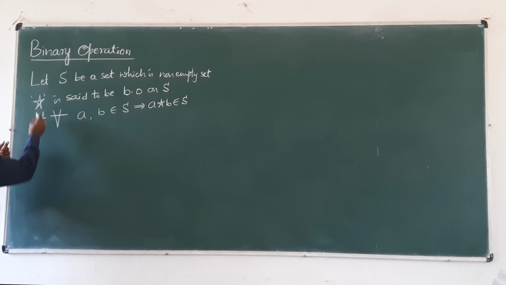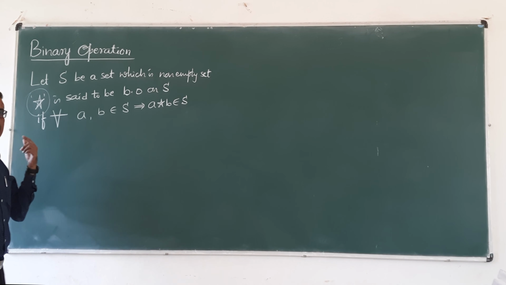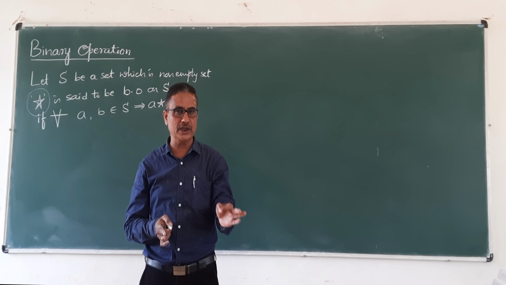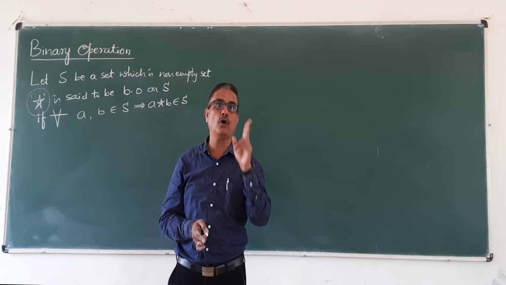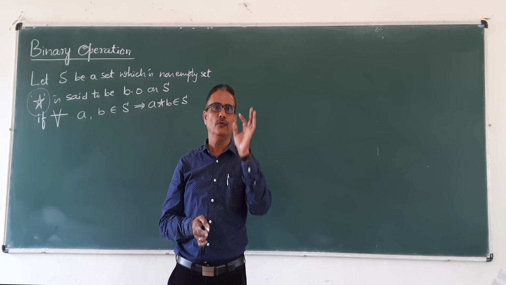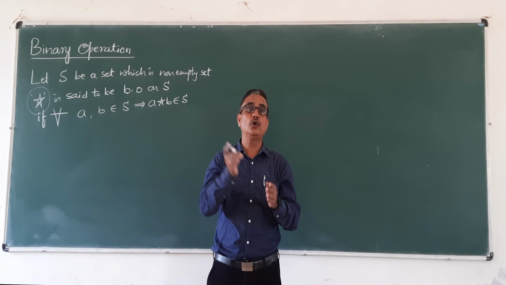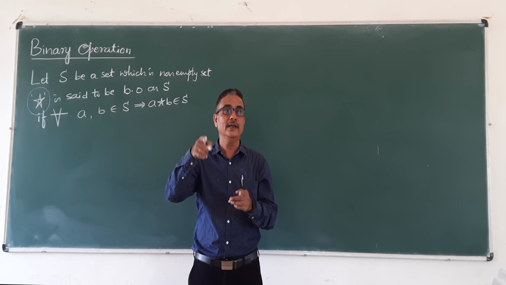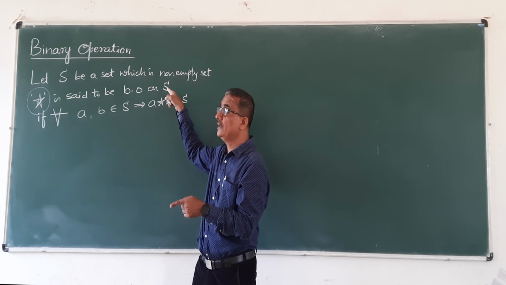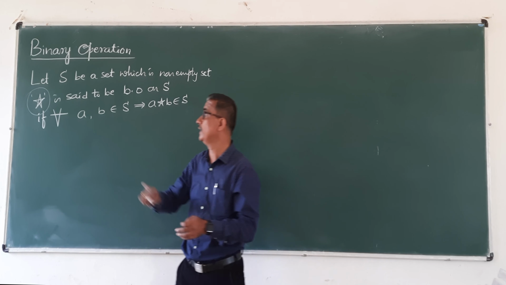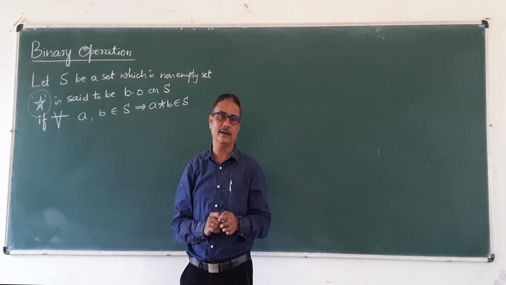Now here, what is the meaning of star? Star is a rule in which every pair of elements, pair means two, can be combined to get a unique solution. That solution belongs to the same set S. That is known as binary operation denoted by star.